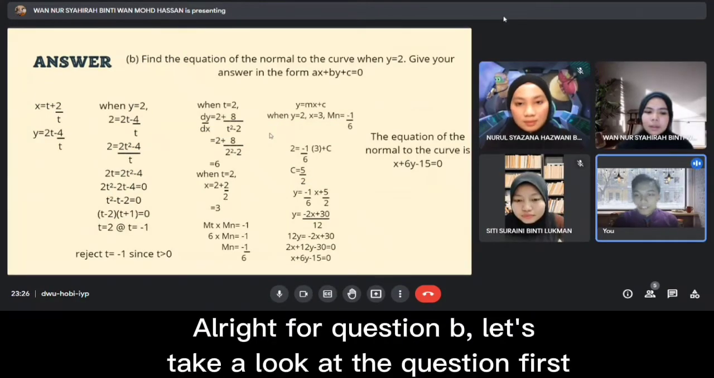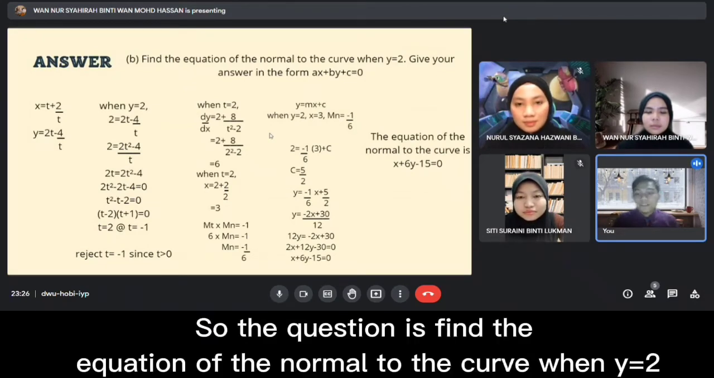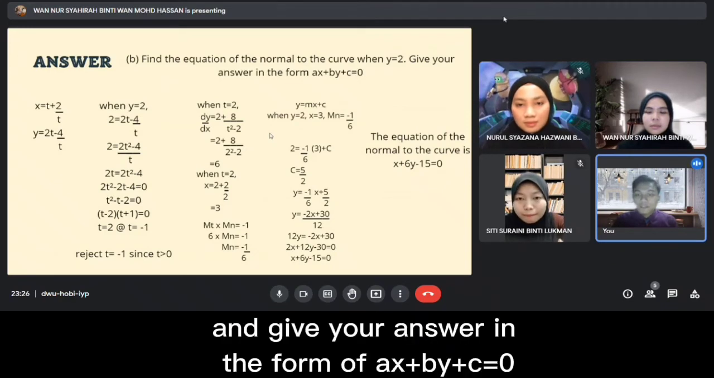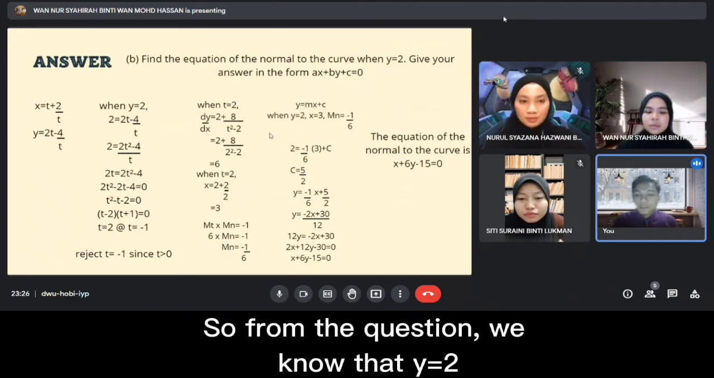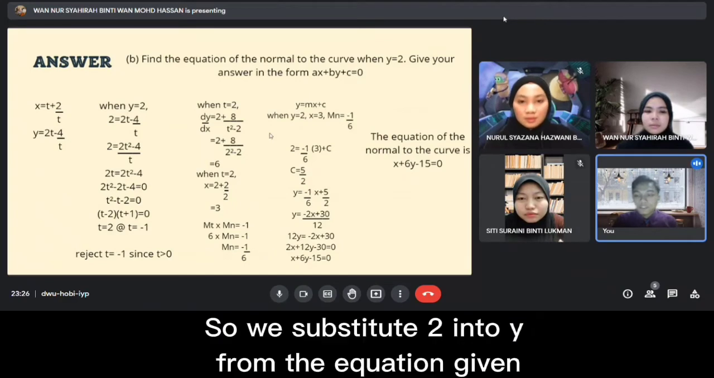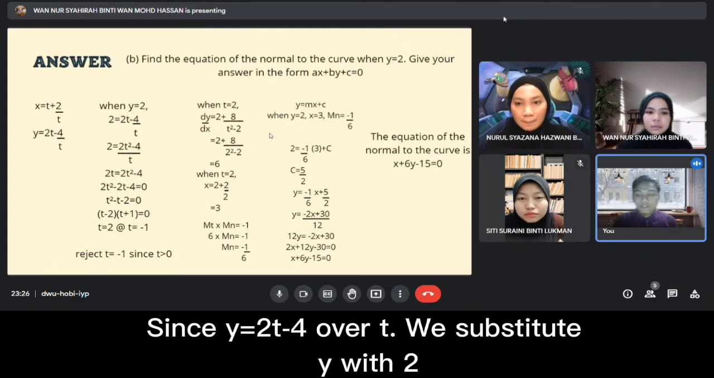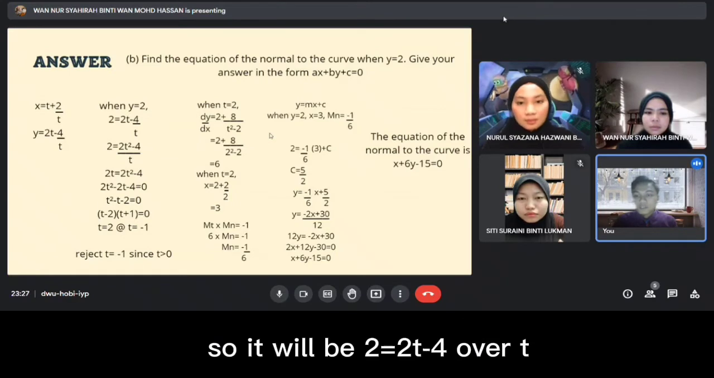Alright, for question B, let's take a look at the question first. The question is, find the equation of the normal to the curve when y is equal to 2 and give your answer in the form ax plus by plus c is equal to 0. So, from the question, we know that y is equal to 2. So we substitute 2 for y in the equation given. Since y is equal to 2t minus 4 over t, we substitute y, so it will be 2 is equal to 2t minus 4 over t.